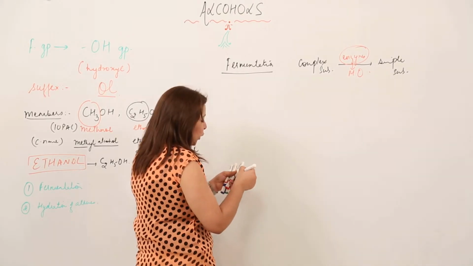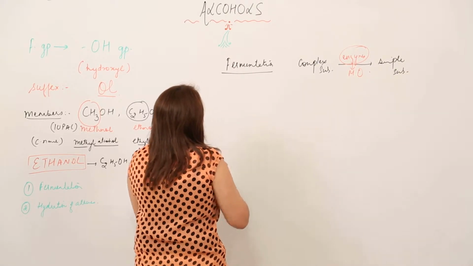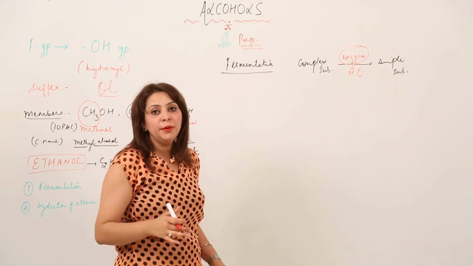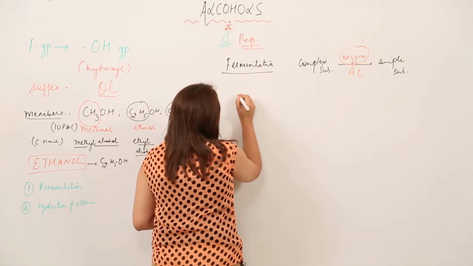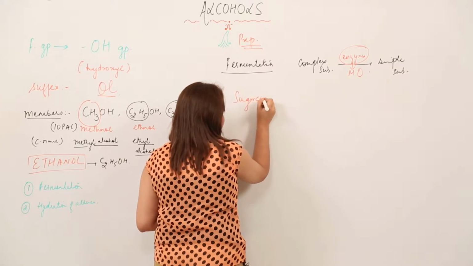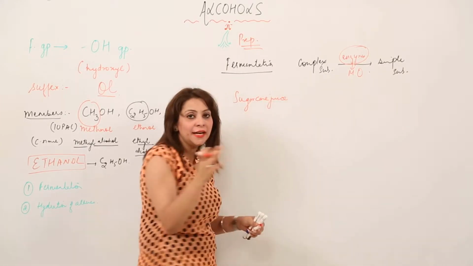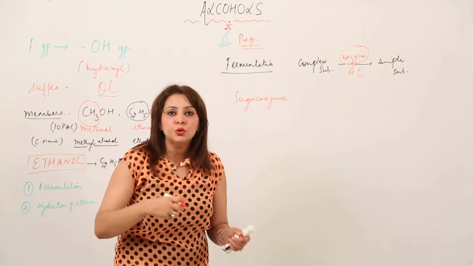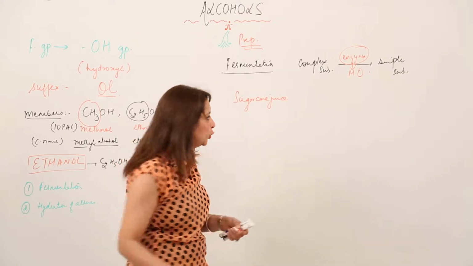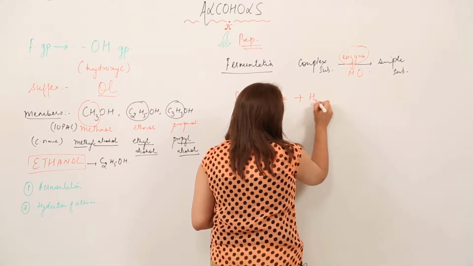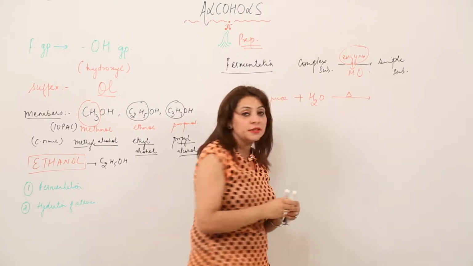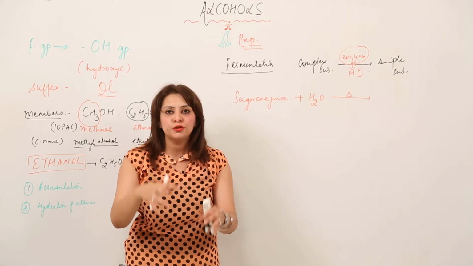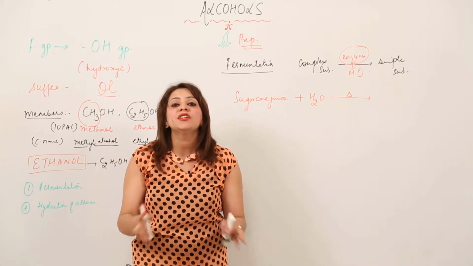So in order to prepare ethanol by the process of fermentation, what do we do? We take sugarcane juice. You are familiar with the sugarcane, right? We extract the juice from the sugarcane, add water into it, and heat it. Just make a picture in your mind that you have a tumbler with juice, you are putting water into it and heating it.